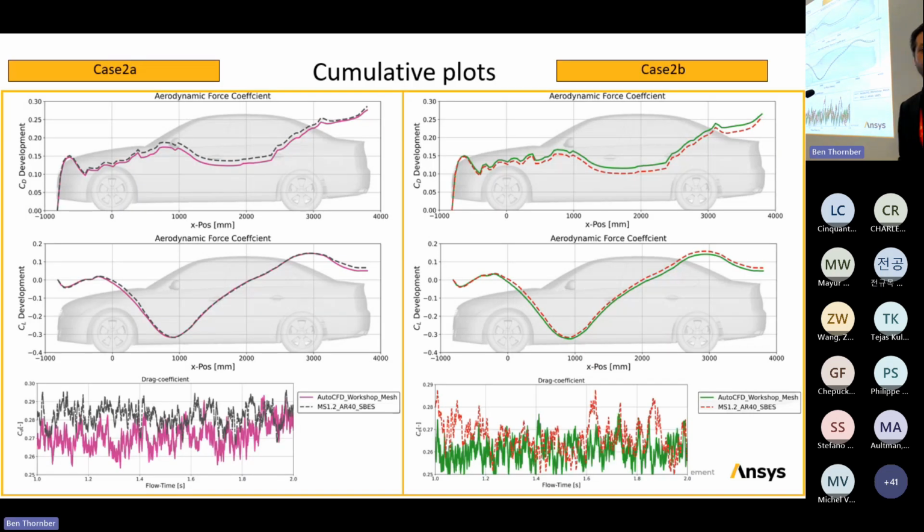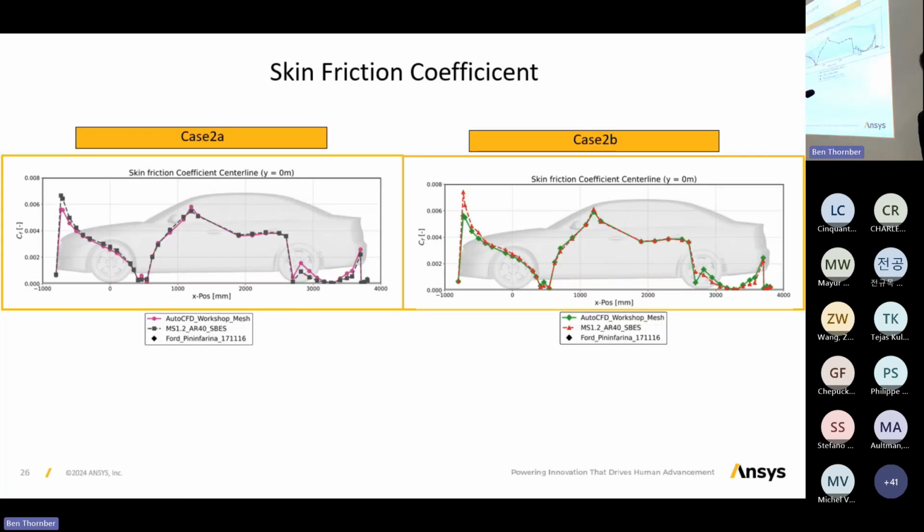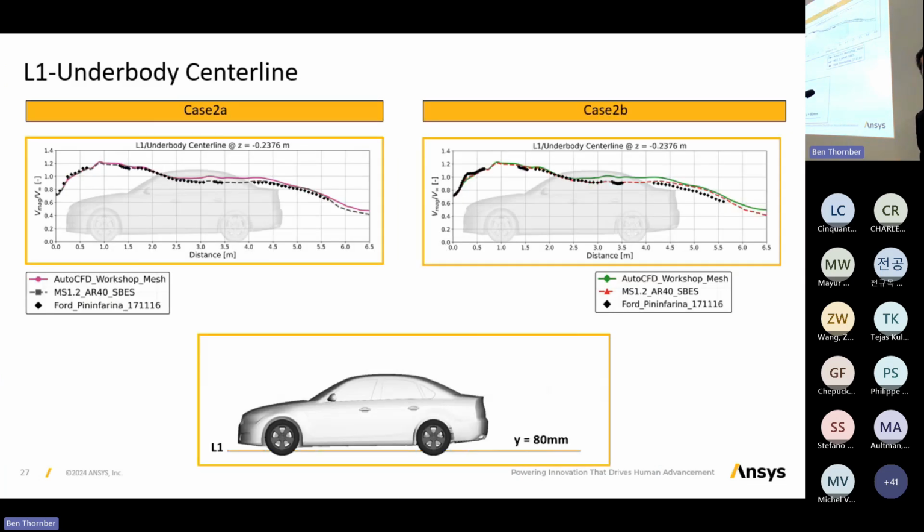Now, cumulative drag: the main difference in drag starts somewhere here in front of the wheel, which might make sense because our mesh did not have those grooves on the tires. That is something we have to look into, certainly. The CF is fairly well agreeing. The underbody centerline velocity, I think we get spot on with our refined mesh.